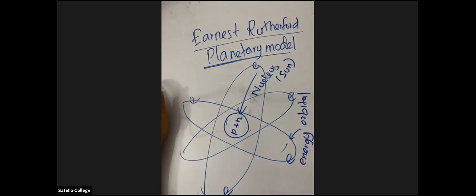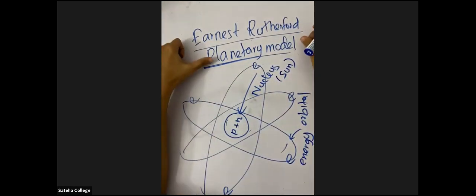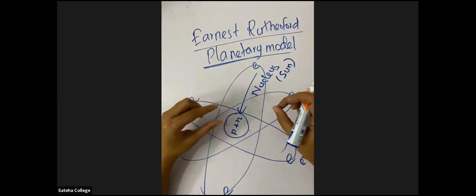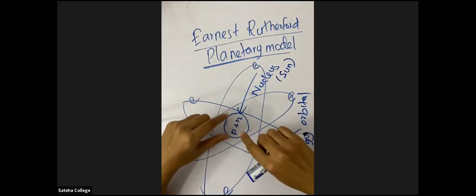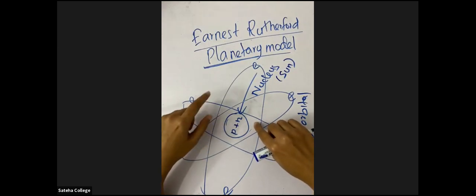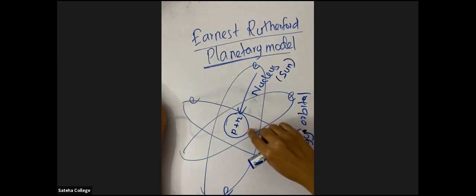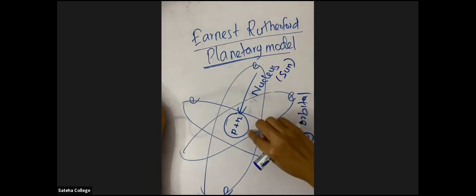Is it clear? So what does the planetary model say? Revise with me. The planetary model says that an atom consists of what? A nucleus, right? The atom consists of a nucleus. So what does the nucleus contain? Very good, proton and neutron, right? The nucleus contains proton and neutron.